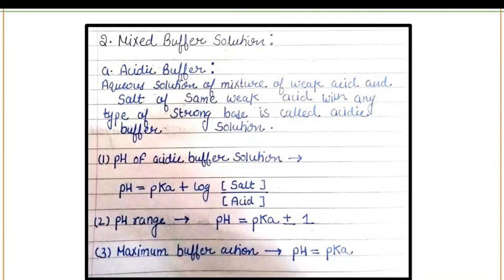Next we have mixed buffer solution. In case of acidic buffer solution, an aqueous solution of a mixture of weak acid and salt of the same weak acid with a strong base is known as acidic buffer solution. pH in case of acidic buffer solution will be equal to pKa plus log of the concentration of salt divided by the concentration of acid, and the pH range will be equal to the pKa value plus minus 1, and maximum buffer action will be when pH is equal to pKa.